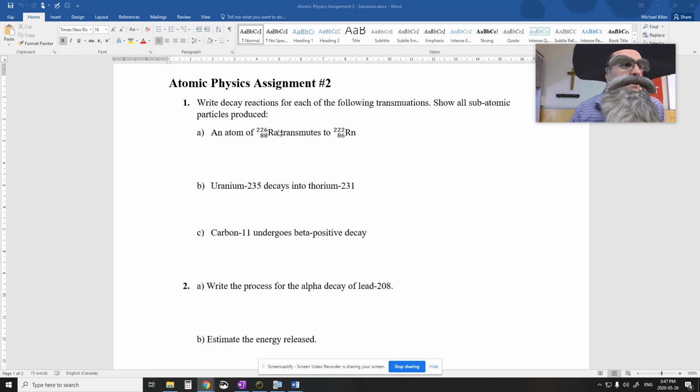All right. So we want to write the decay reaction for the following transmutation. Show all the subatomic particles being produced. So that includes neutrinos, antineutrinos, gamma particles, positrons, electrons, etc.